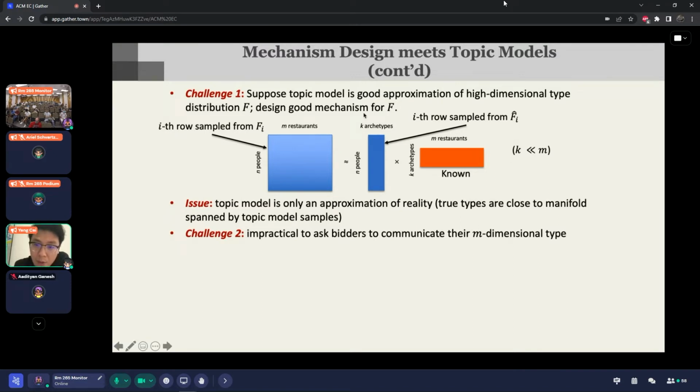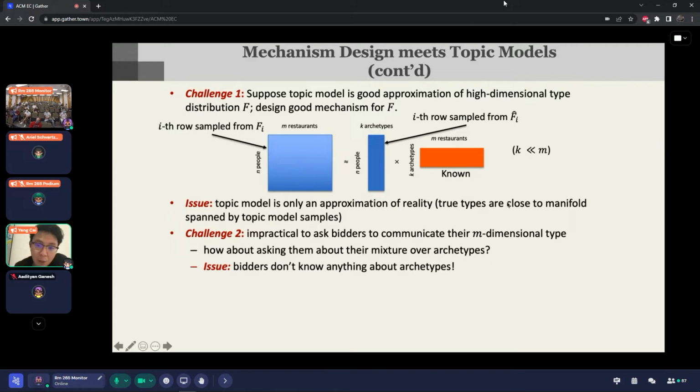So the question is whether we can use this F hat, the topic model, to simplify the communication. The natural idea is to ask the bidders to report their mixture over the archetypes, since their types really only depend on this k-dimensional vector. The problem is that this right-hand side topic model is just a construct, a machine learning model sitting in the data center. The bidders don't know their mixture over the archetypes. They know their n-dimensional types, but not the topic model. The topic model is something we made up so that we can solve this mechanism design problem. So you cannot directly ask them about their archetypes. These are the two challenges this model poses.